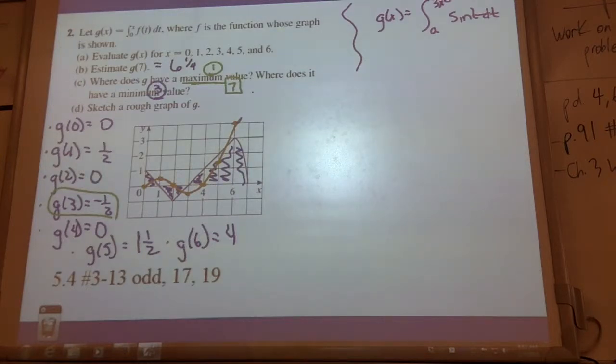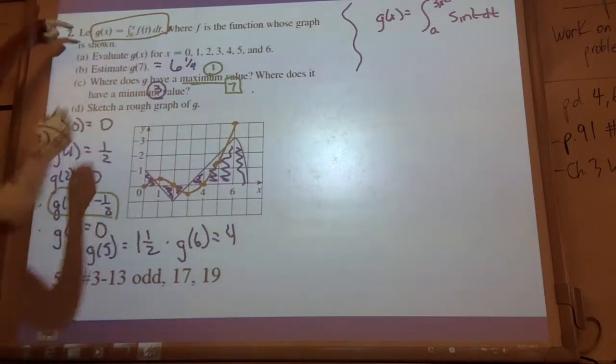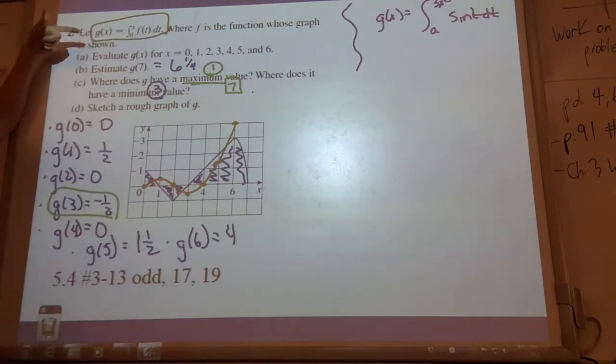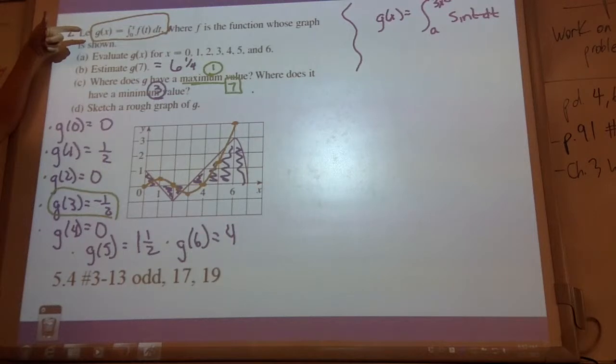So, in general, can you tell me, without having to make a whole sketch or a whole table of values, how you can quickly, when you're just looking at a function like this and realizing this is an area so far function, tell where it's going up or where it's going down, just by looking at the purple shaded part?